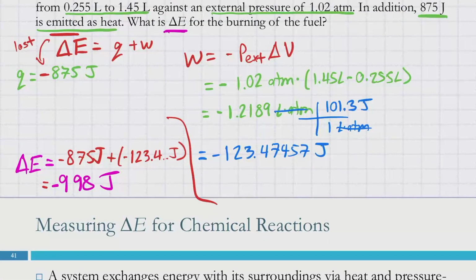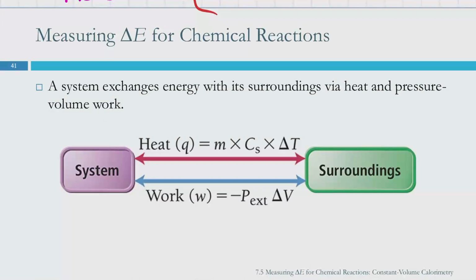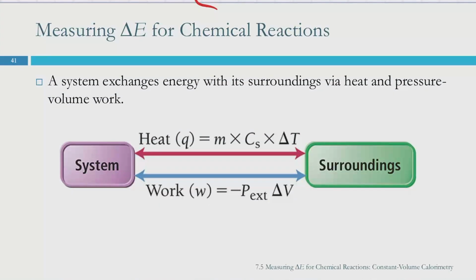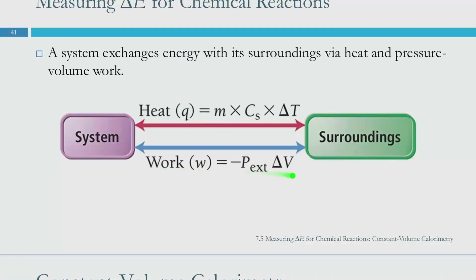Okay, so that's a calculation that we can do for delta E. We can also measure delta E. So we can measure our change in internal energy for different processes. A system is going to exchange energy with its surroundings via both heat, so we were looking at that before, transfer of thermal energy outward or inward, and also pressure volume work, assuming that volume can change. So these are two ways that we can transfer energy with our surroundings: pressure volume work and heat.